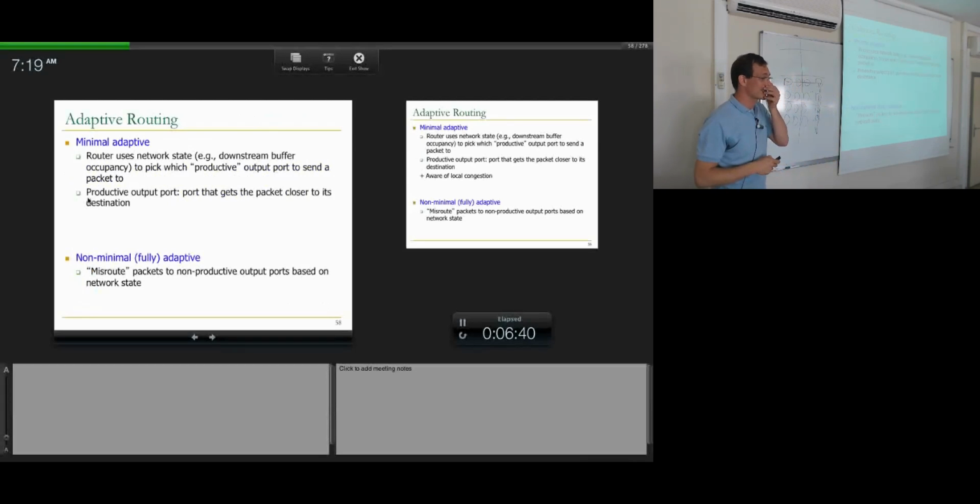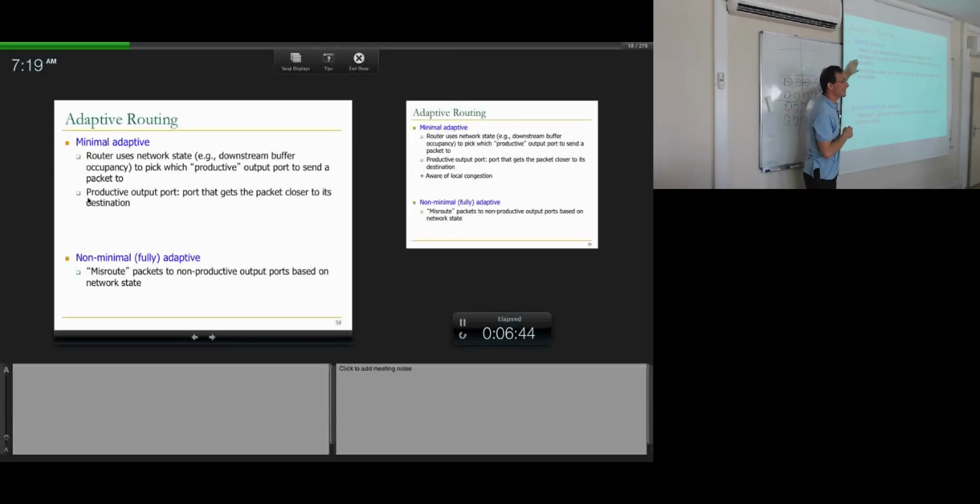Adaptive routing, this is the most complicated form of routing. It could be minimal adaptive. The router can use the network state to pick which productive output port to send a packet to. Productive means a packet always makes progress to its destination. Non-productive means the packet gets away from its destination. And by definition, if you're minimal adaptive, you're always choosing a productive port, right? Otherwise, you're waiting.